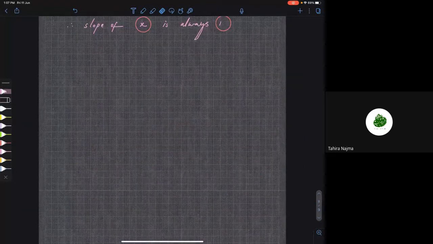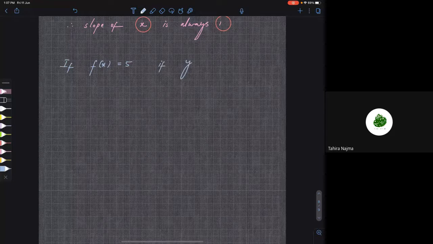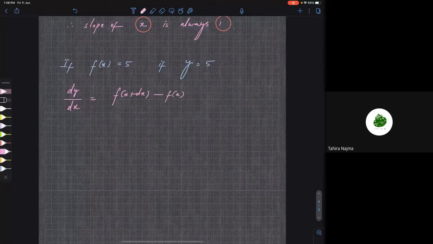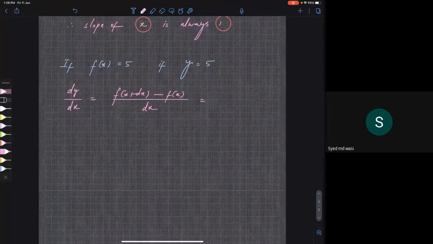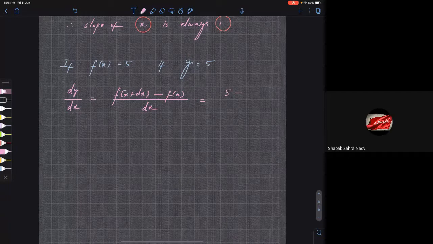constant? If f of x is constant, tell me some constant value. 5. That means if y is equal to 5, what will be the value of dy by dx? Let us see. What is dy by dx? f of x plus dx minus f of x, by dx. So tell me, what is f of x plus dx according to this? It doesn't matter, right? Every time it is 5. So I'll get 5 minus 5.